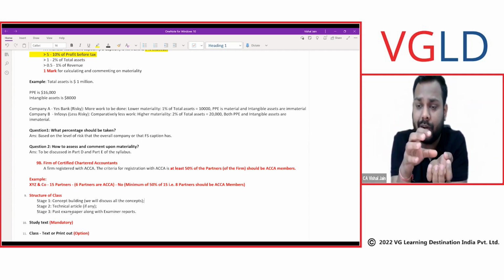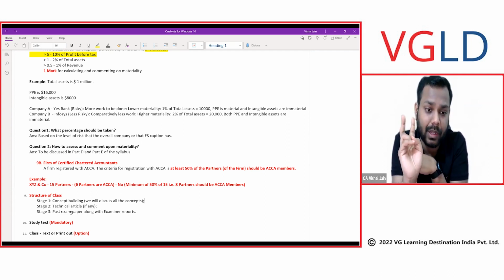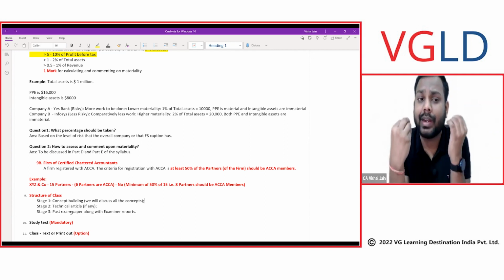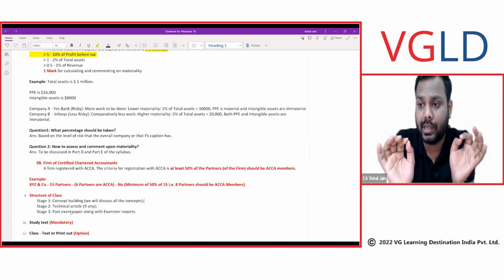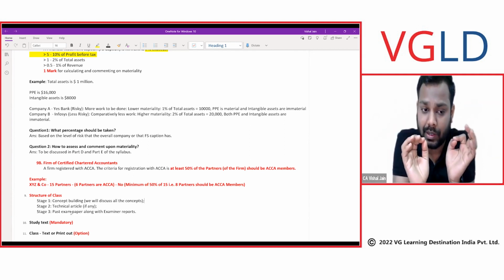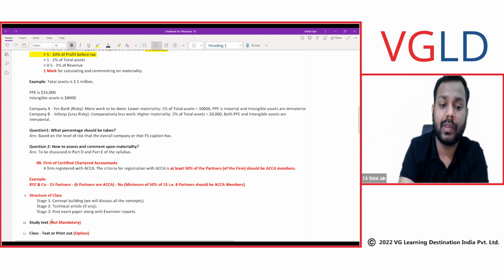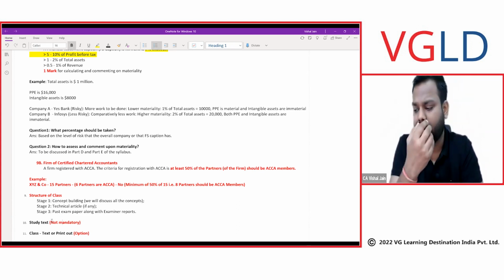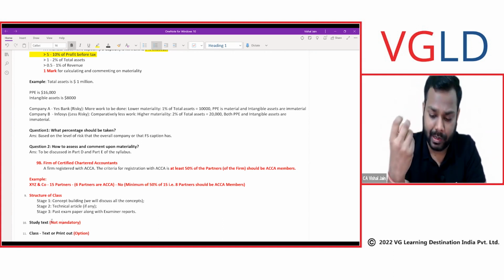Now, at this juncture, when we have only 2 months left for our exam, from my recommendation point of view, whatever knowledge I give you in the class is more than sufficient. So study text is not mandatory. But if you want to read the study text, I'm not stopping you, but I will tell you my recommendation.